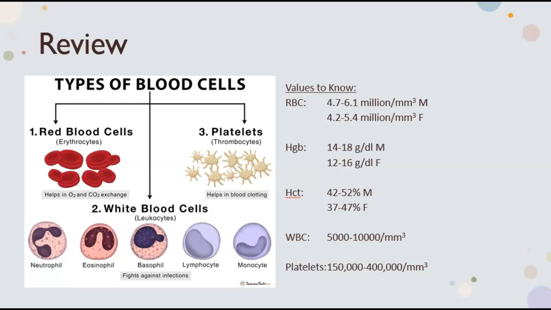Values that you need to know. Your red blood cells, for males, it's going to be 4.7 to 6.1. For females, 4.2 to 5.4. Hemoglobin for males, 14 to 18. Females, 12 to 16. Hematocrit for males, 42 to 52. 37 to 47 for females. Your white blood cell is 5,000 to 10,000, and platelets are 150,000 to 400,000. Those are your normal value ranges.